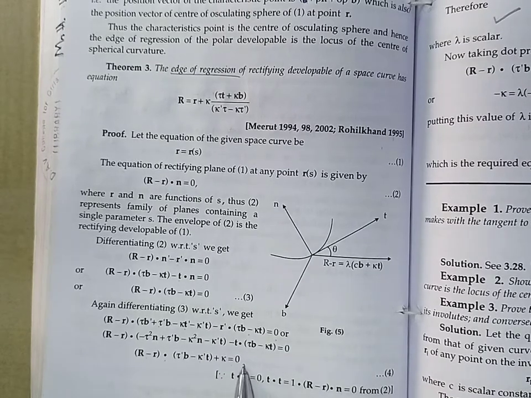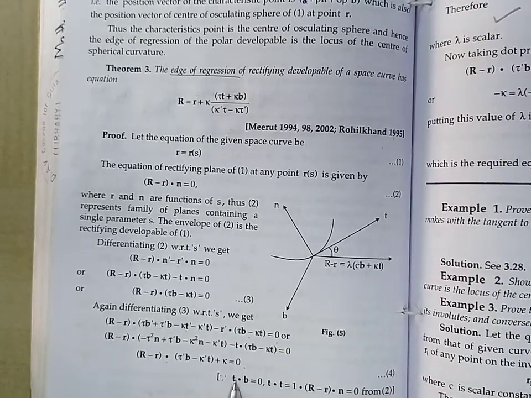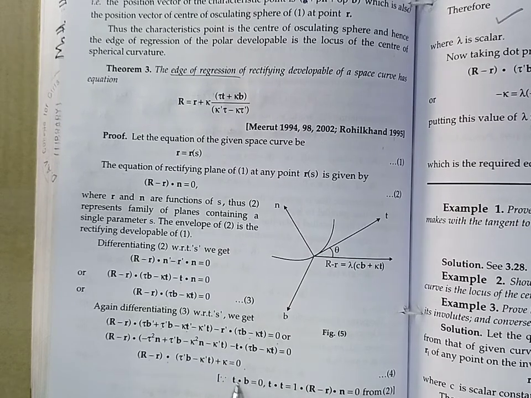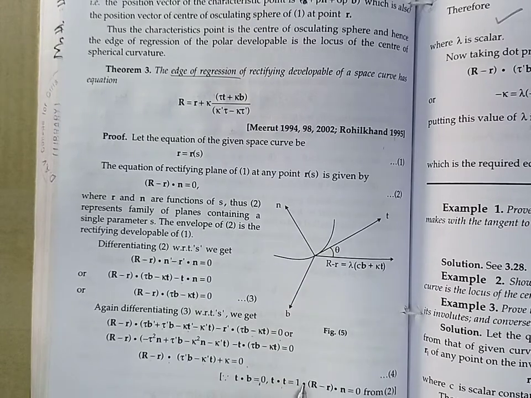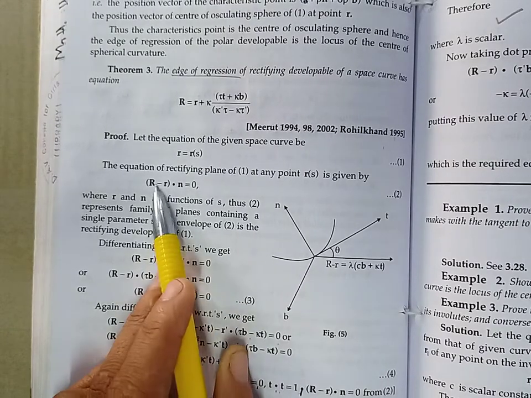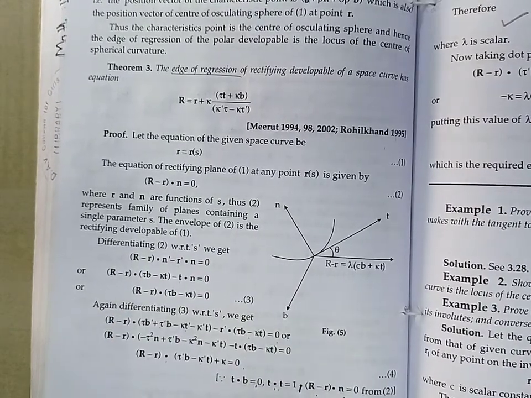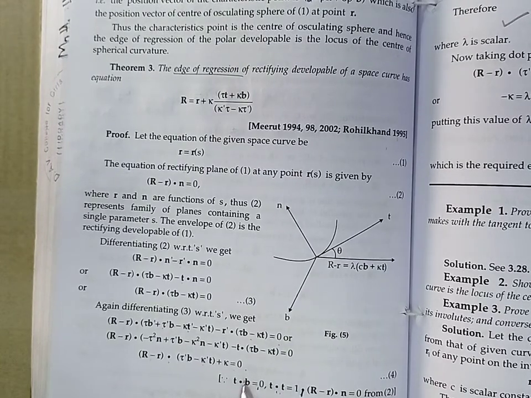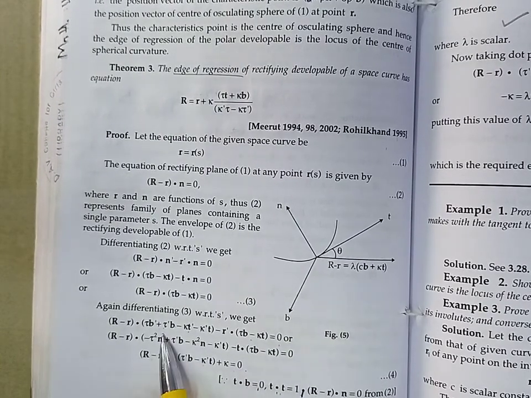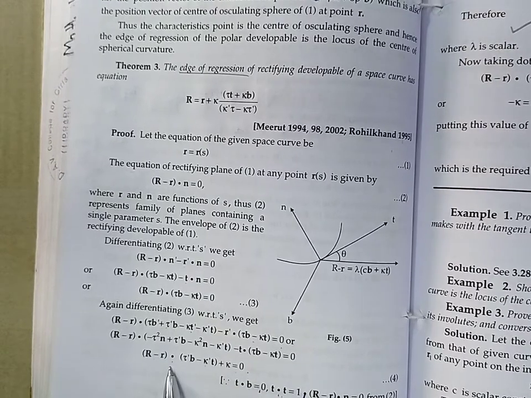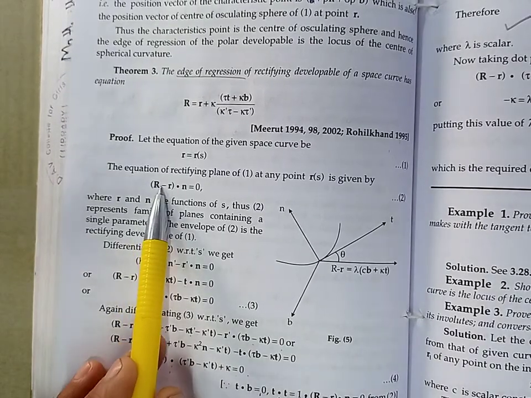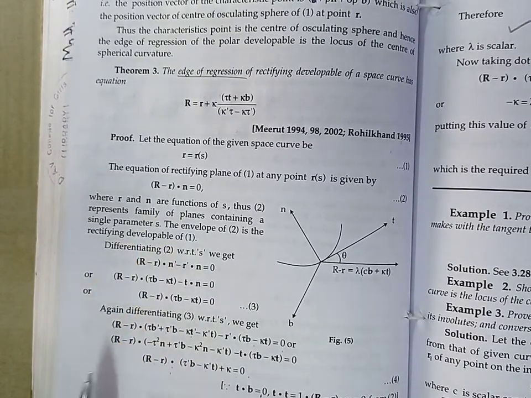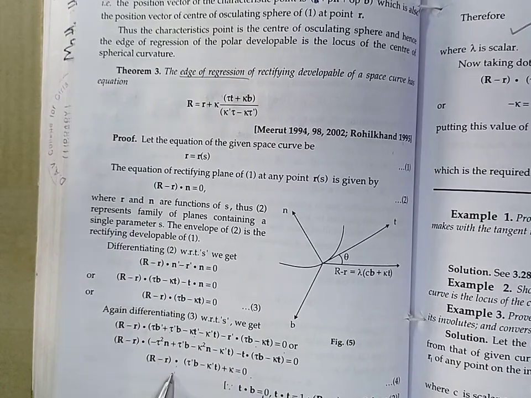We have used the property that t and b are mutually perpendicular vectors, so their dot product will be 0. t is a unit tangent vector, so t dot t will be 1, and from here (R minus r) dot n is 0. So we have used these three values here and we have obtained equation 4. Thus the edge of regression is the locus of the point of intersection of these three planes, the planes given by equation 2, equation 3 and equation 4.